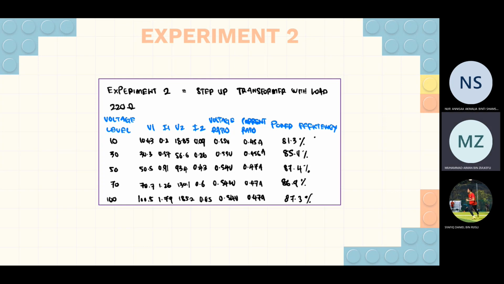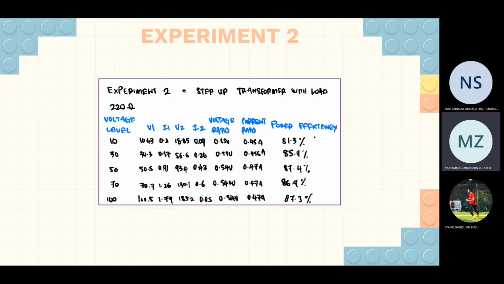So for the voltage level 50, V1 is 50.5, I1 0.91, V2 93.4, I2 0.43, voltage ratio 0.45, F54, current ratio 0.47, and the power efficiency 87.4.